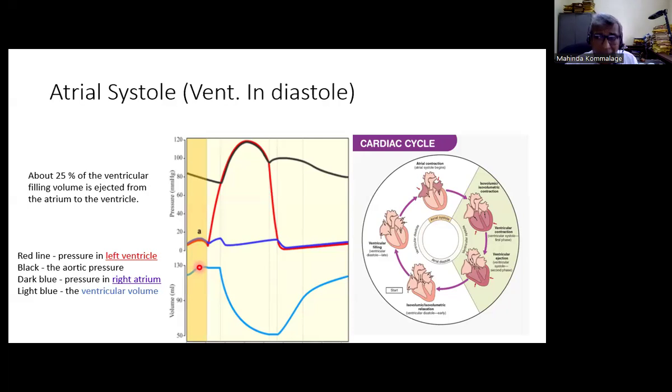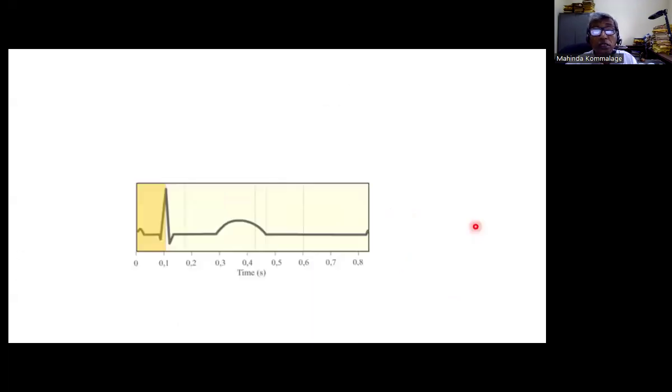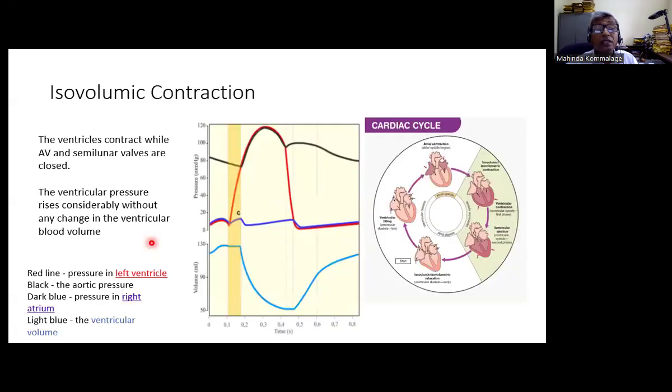So now atrial contraction will last for some period of time, and then electrical activity will come to the ventricle after some time. So then the ventricle starts to contract, right? Just forget about this. This is what happens in the ECG. After you learn ECG, probably you can understand this. So the next step is the ventricle starts to contract.